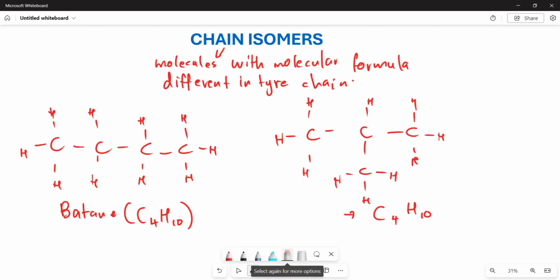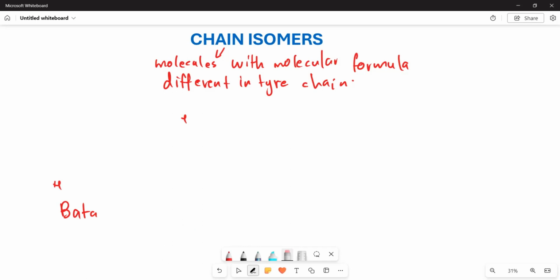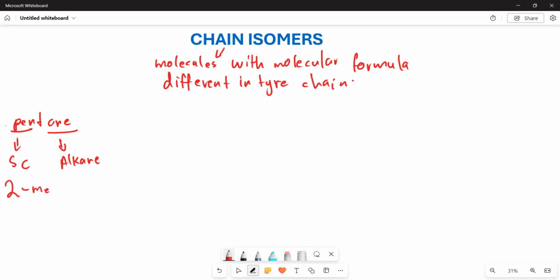Now I want us to look at another example that is almost the same as this. Let's say I give you your pentane. Remember, what does pentane mean? Pent means 5, so this is going to be 5 carbon. The ane at the end represents your alkanes. What else? Let's say I also give you your 2 methyl.